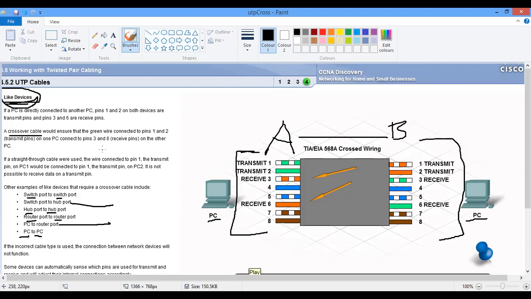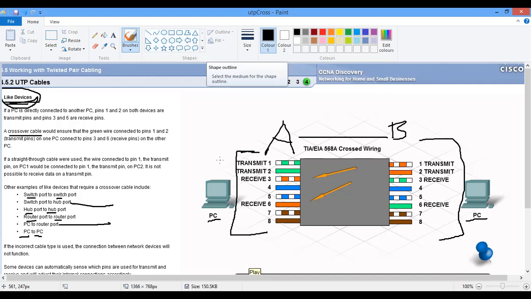But that was then, not anymore. Like I said, the computers or devices we are using now are intelligent. So if I am running PC to PC now and use straight through instead of crossover, they will still work.